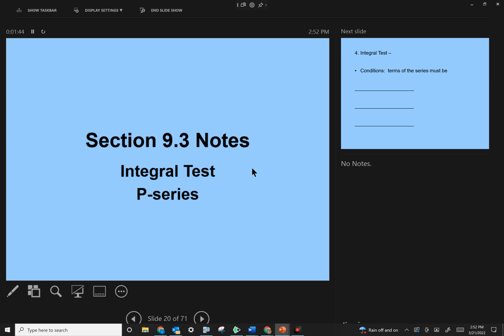Okay, ready? 2 more tests. So far, here's what I'm hoping. I'm hoping you can look at it and have an idea if you think it's geometric. And then if it's not, you're definitely going with the nth term test, right? So far. Question?